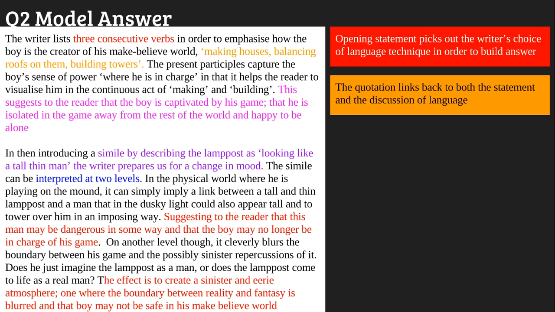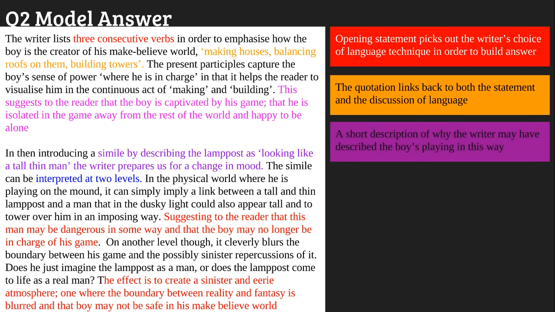The present participles, so a little bit more subject terminology there, capture the boy's sense of power where he is in charge, in that it helps the reader to visualize him in the continuous act of making and building. This suggests to the reader that the boy is captivated by his game, that he's isolated away in the game, away from the rest of the world, and happy to be alone. So in the purple bit there, we've just got that description of why the writer may have done this. It gives the idea that the boy's maybe not necessarily lonely, but he's happy in his own company, doesn't need other people.